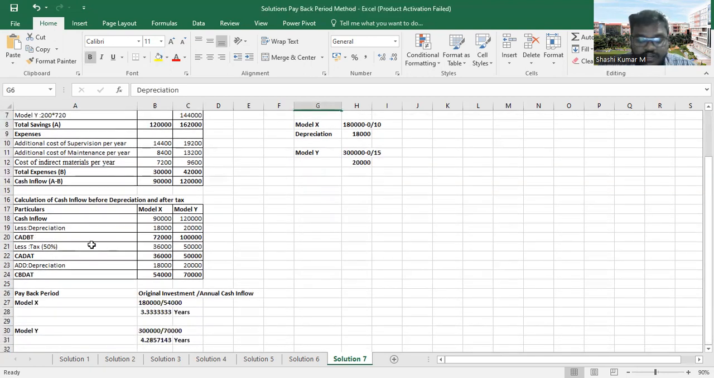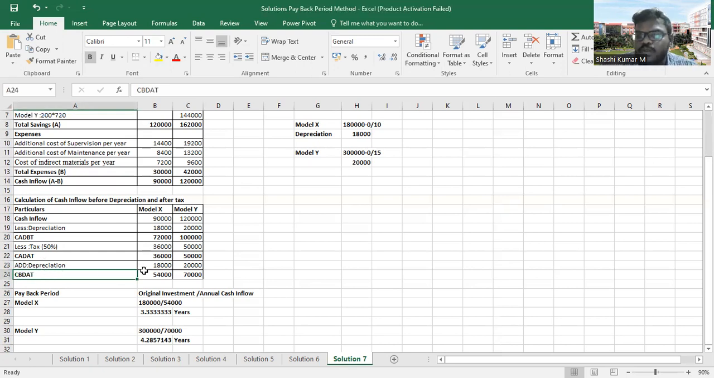After deducting depreciation, the value we get is the cash after depreciation before tax. Next we have to deduct tax at 50%. So 72,000 into 50% is 36,000, and for model Y it is 50,000. This will be the cash after depreciation and after tax. But what we need is cash before depreciation and after tax, so we add back the depreciation of 18,000. After adding back, that will be the cash before depreciation and after tax.